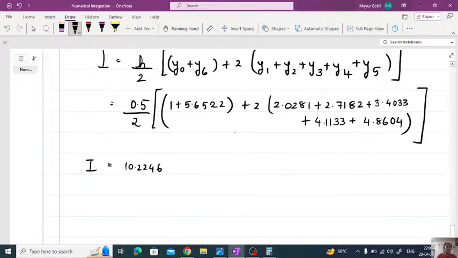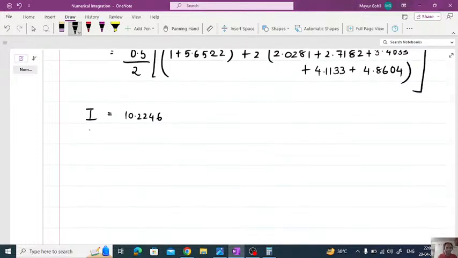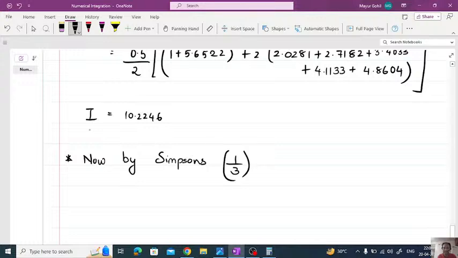Now we use Simpson's 1/3 rule and get the final answer. So what does Simpson's 1/3 rule say? Simpson's 1/3 rule again has a similar notion but a slightly different formula. Well, the formula is here, write it down. Now by Simpson's 1/3 rule, how much do we get here?